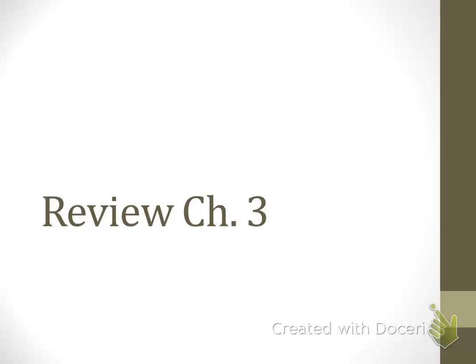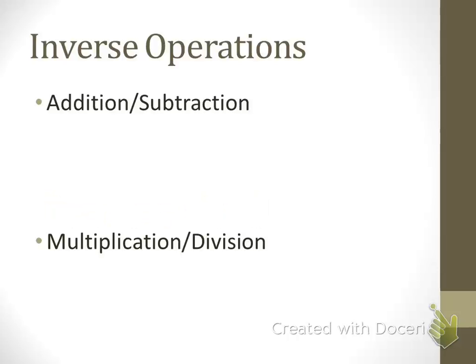Okay, Chapter 3 review. What we're going to review in Chapter 3 is how to solve an equation. And how you solve an equation for a variable is you would do the inverse operation. So if you have addition, you use subtraction to solve. If you have subtraction, you use addition to solve. If you have multiplication, you use division. If you have division, you use multiplication.